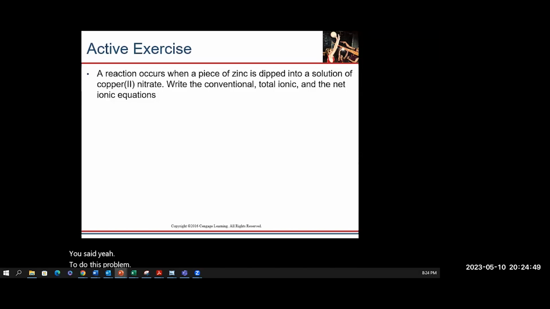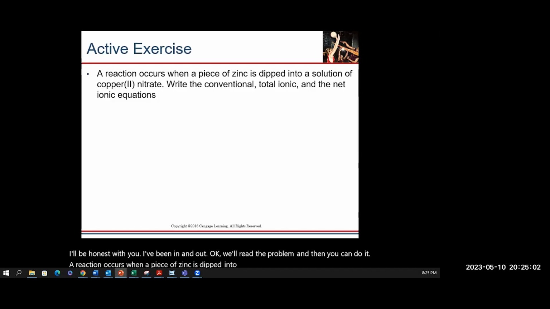I'll be honest with you, I've been in and out of this. Well, read the problem, and then you can do it. A reaction occurs when a piece of zinc is dipped into a solution of copper 2 nitrate. Write the conventional, total ionic, and the net ionic equations.